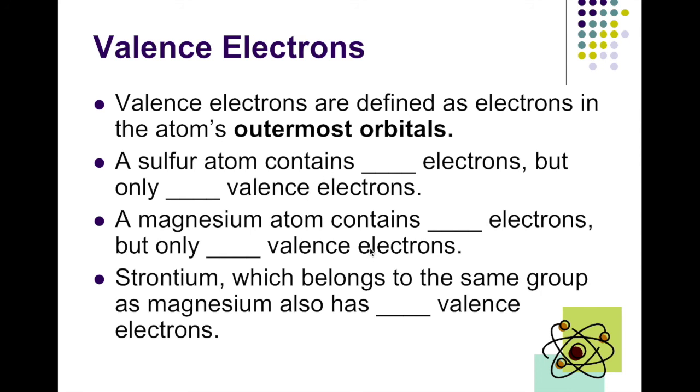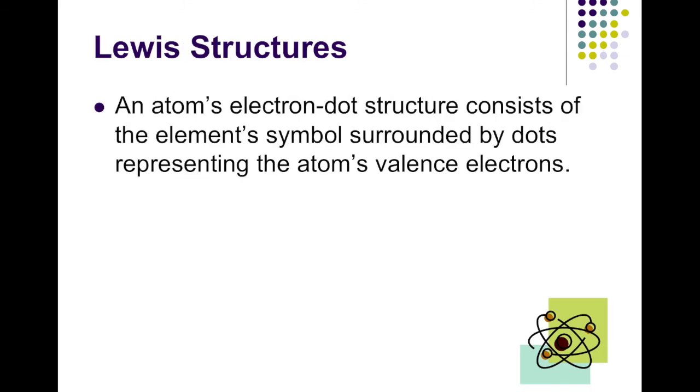So magnesium, even though magnesium has 12 electrons, it only has 2 valence electrons. Same thing with strontium. Because it's in the same group as magnesium, it has 2 valence electrons. We'll get into Lewis dot structures on Monday, and then we'll get into hybridization on Tuesday and all that.